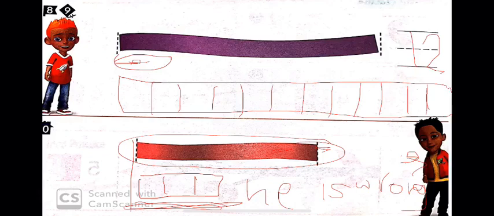So our lesson today was about precision and how to compare length and height using cubes, or also you can use paper clips. I hope you enjoyed our lesson.